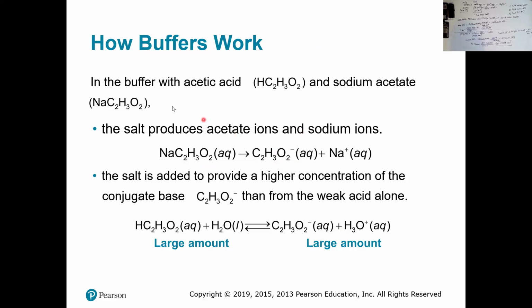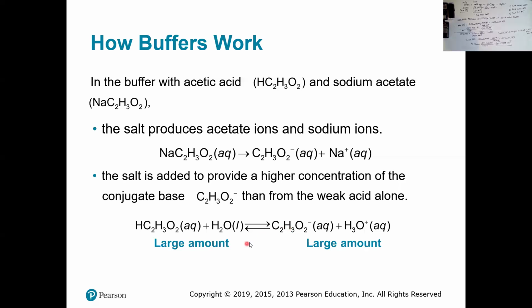So you're seeing here a buffer with acetic acid and sodium acetate. This is the actual salt that is going to provide our acetate ion. Our sodium acetate, when it splits up in solution, forms the acetate ion and the sodium ion. The sodium ion we don't worry about because the sodium ion is neutral, but this acetate ion acts as the conjugate base to acetic acid. So when you have a buffer solution, you can have acetic acid present and you can have the acetate ion present from the sodium acetate.